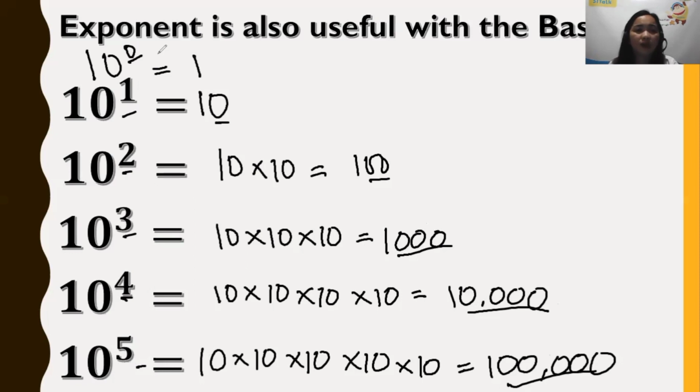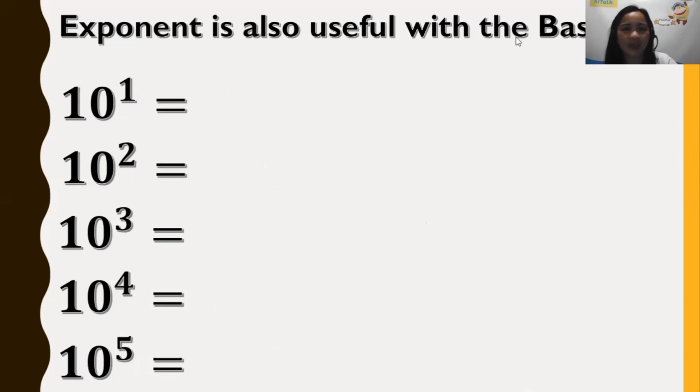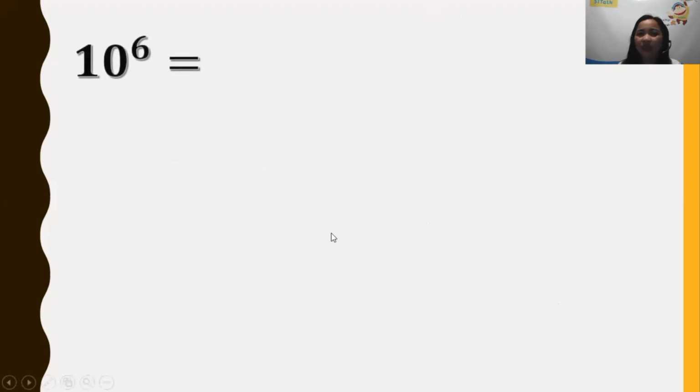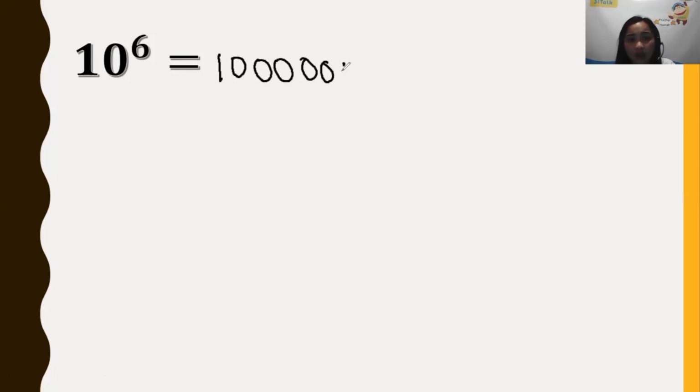Therefore, if our base is 10, the exponent will tell us how many zeros we are going to put on the answer. So kung ano yung exponent niya, yun yung bilang ng zero ng sagot nila. Okay, let's practice. What if we have 10 raised to 6? O, kahit hindi na natin isulat ng expanded notation, alam natin na magiging sagot. We have ilang zero ang kailangan natin? 6. 1, 2, 3, 4, 5, 6.